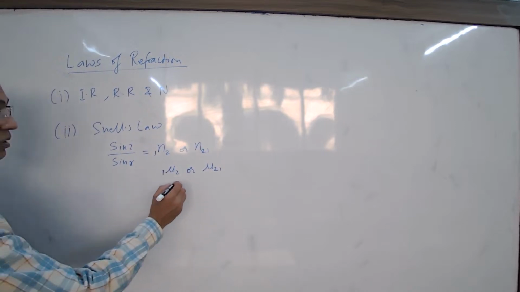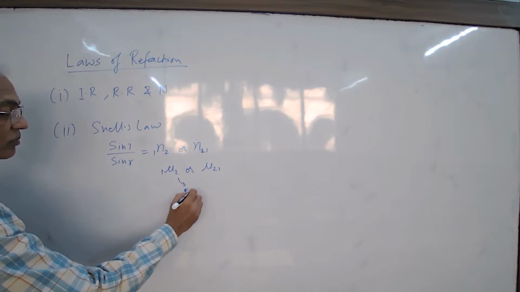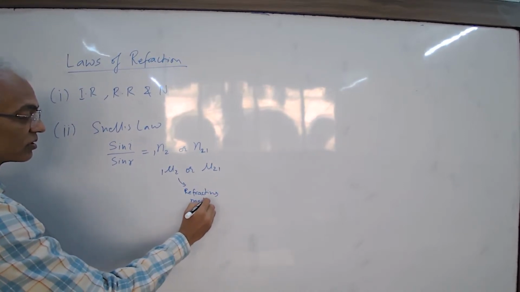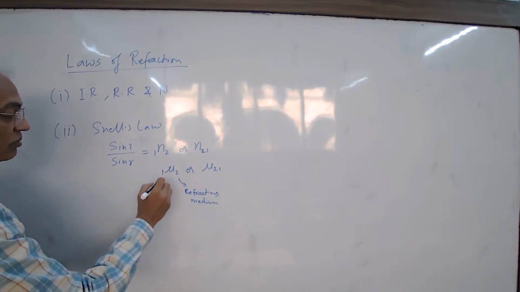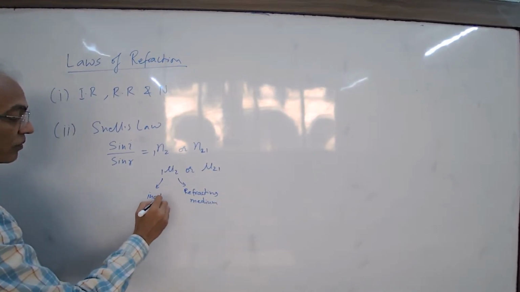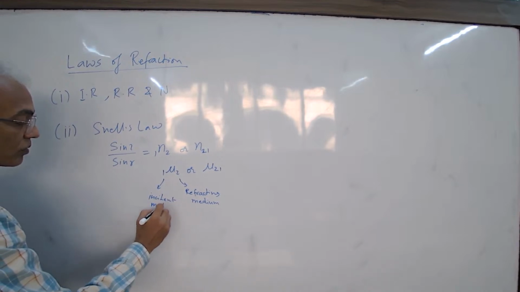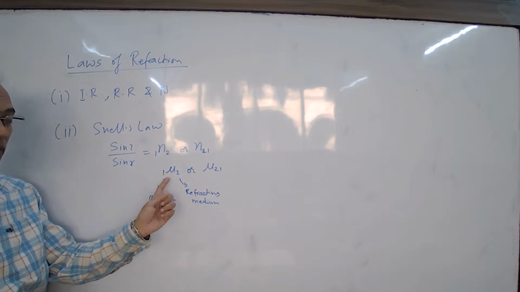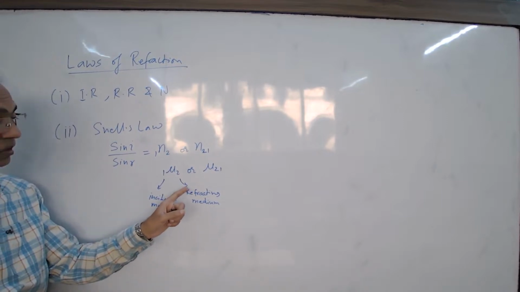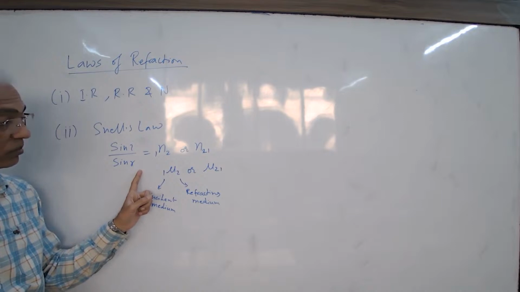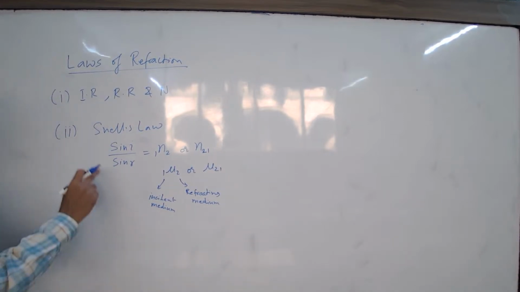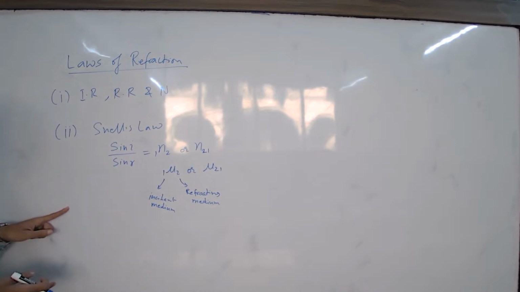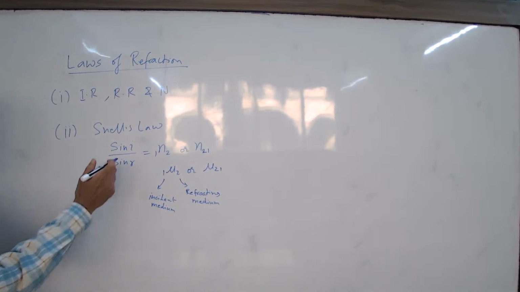What is second medium? Second medium is the refracting medium, where the path of light changes, okay? And the first medium is the incident medium. So the refractive index of the second medium, the bending medium, with respect to the first medium, because it is always a pair of mediums. Now this law is applicable for a pair of mediums.